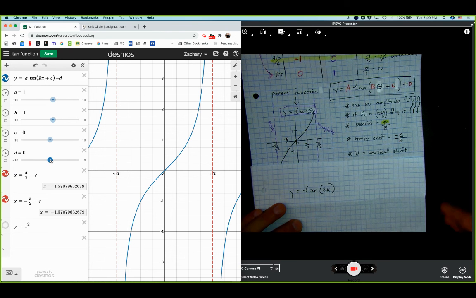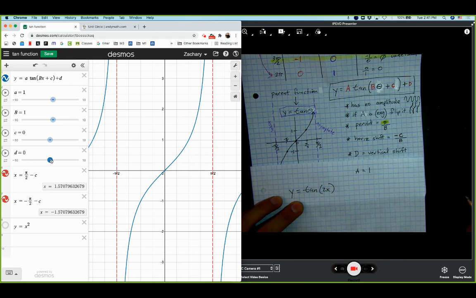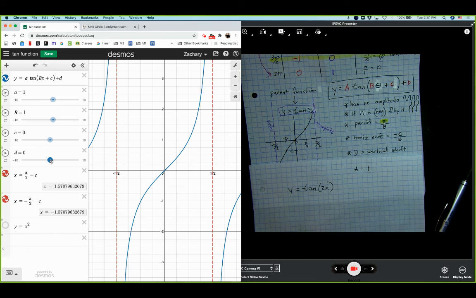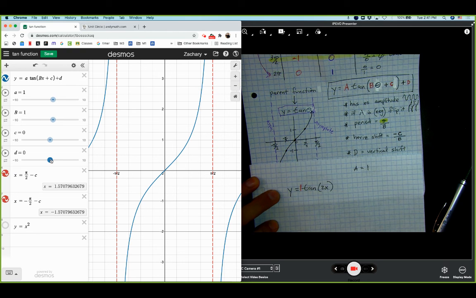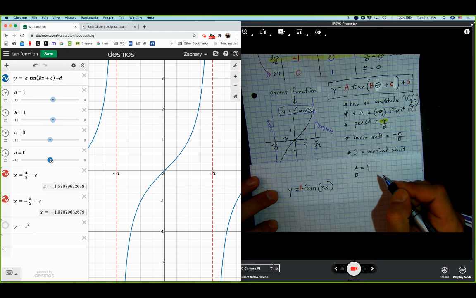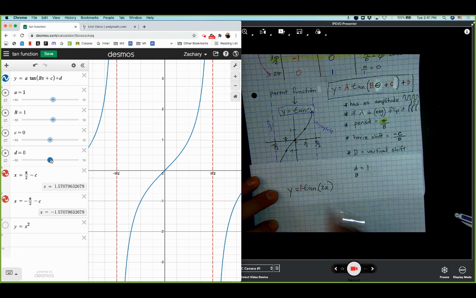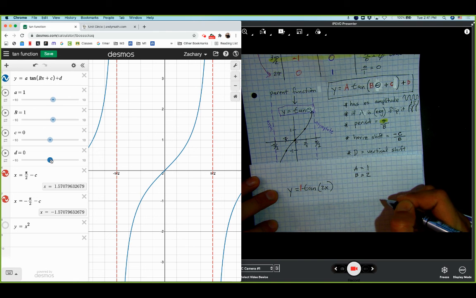So let's see what we have here. We may not have all these aspects, but let's pull them out. A is positive 1. Go ahead and write it down. A is positive 1. How do I know that? A is found out here, and A is positive 1. Okay. What's our B value? Look where it is. It's like a map. It's right in front of theta, or in this case, we call it x. So B is 2.